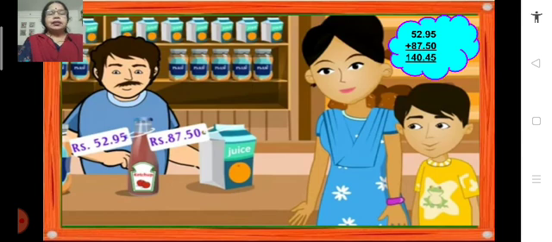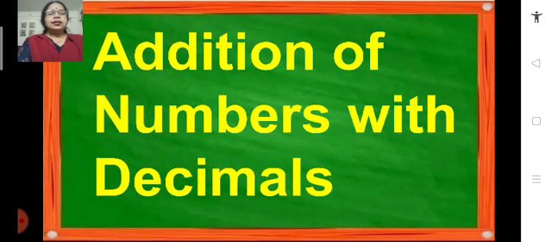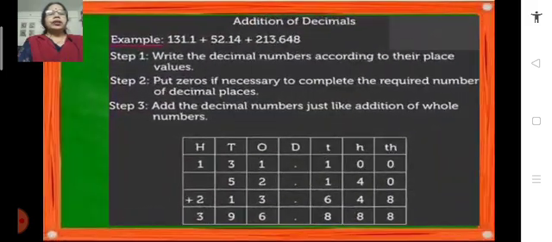Sonu realized that these two prices are decimals, and in order to know the total amount to be paid to the shopkeeper, he should know how to add the decimals. His mother said the total amount to be paid to the shopkeeper is rupees 140.45. So let's see how we add the decimal numbers. Let's look at this example.